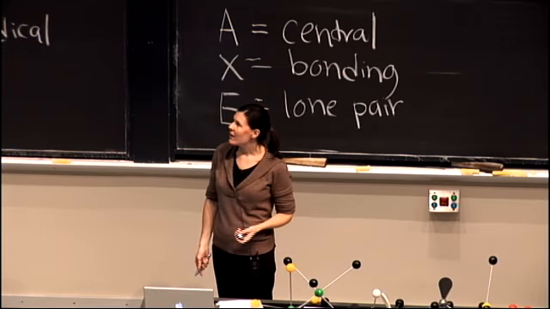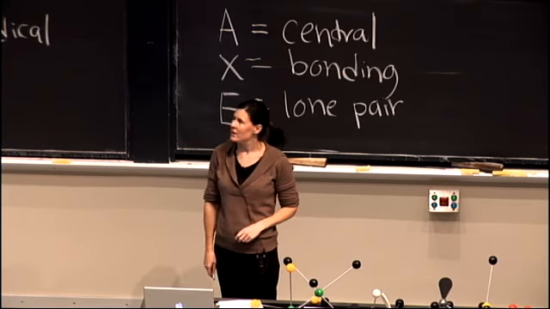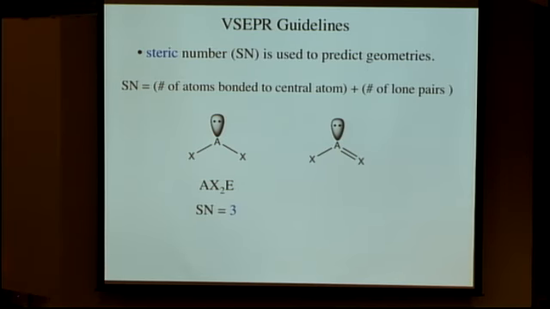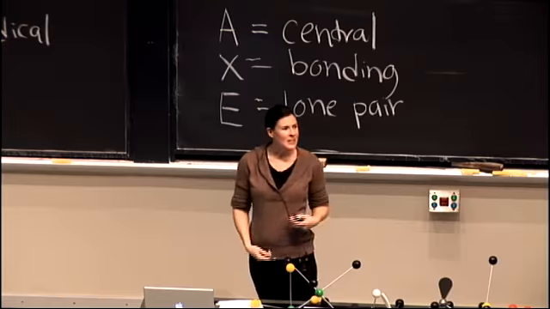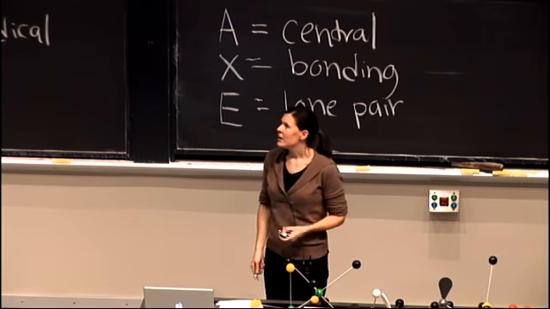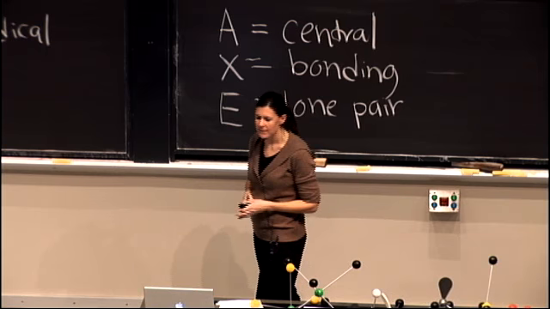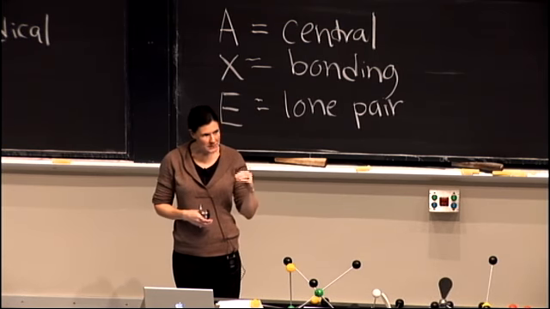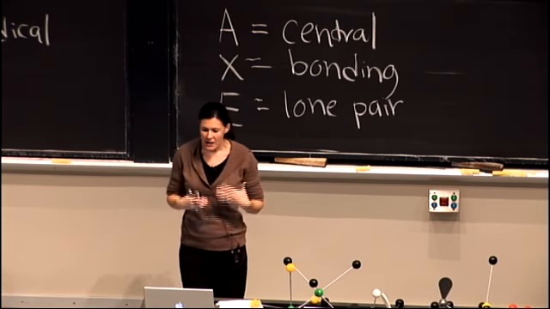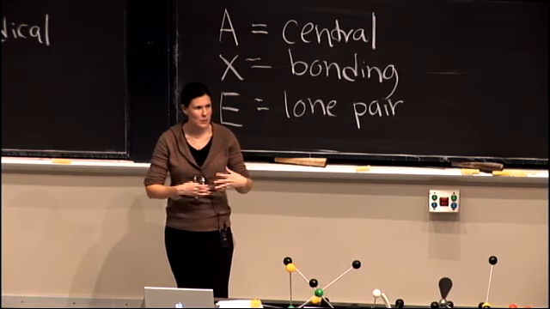Something that I want to point out is that we could have a different molecule, which is also AX2E, but in this case, we have a double bond between the central atom and one of the X atoms here. And what I want to point out is in VSEPR theory, we treat bonds as bonds. We don't worry about if they're single or they're double or they're triple. So again, we call this AX2E. This again has a steric number of 3. So what's important in terms of VSEPR theory is the number of atoms bonded to a central atom. What's not important is the types of bonds that we're dealing with.